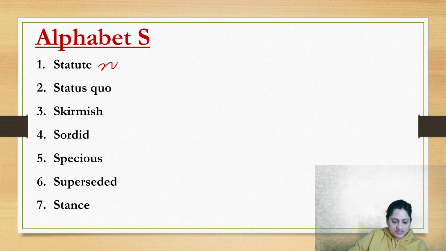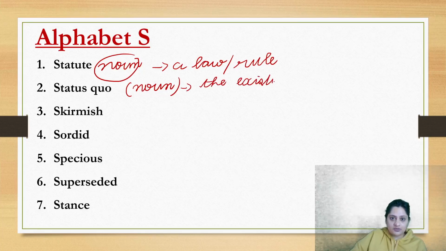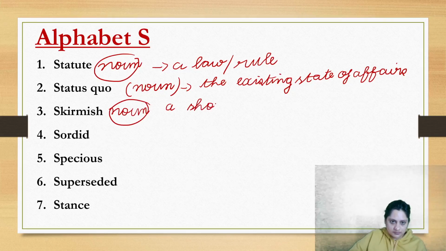Here, statute is a noun meaning a law, or you can say a rule. Niyam, kanun. Status quo, a noun meaning the existing. So many times we have done this in editorials, guys. The existing state of affairs is status quo. Skirmish is a noun which means a short fight between two groups of people, usually an unplanned short fight.